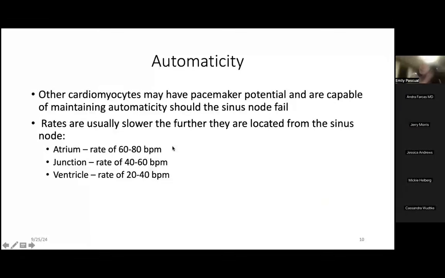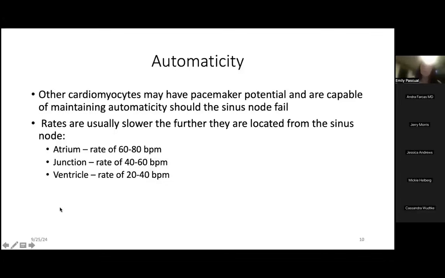So this is important because, again, usually the cardiac signal will generate from the sinus node. That's generally where the automaticity begins, and that's what guides the heart rate. But if for some reason the sinus node were to fail, there are other myocytes elsewhere that have pacemaker potential, and they're capable of maintaining automaticity if the sinus node fails.